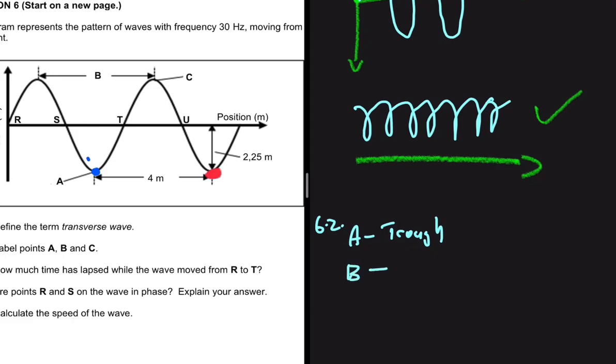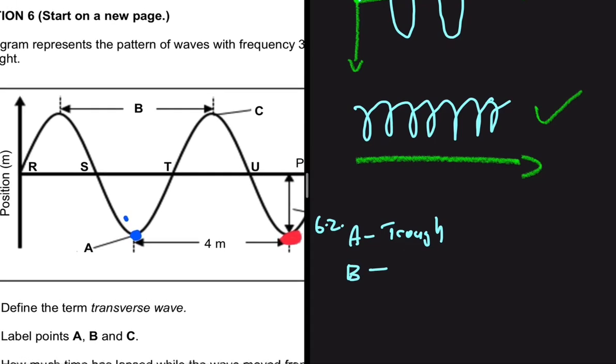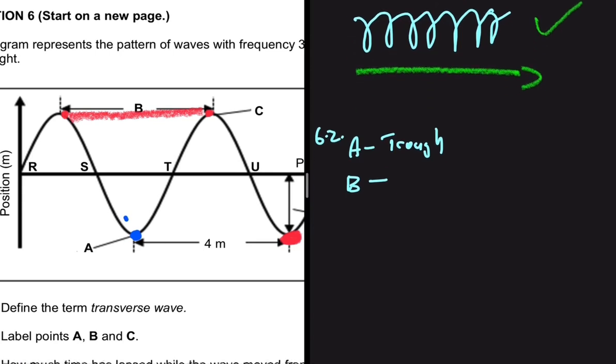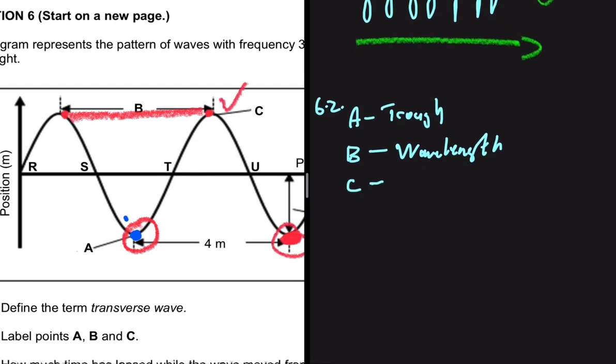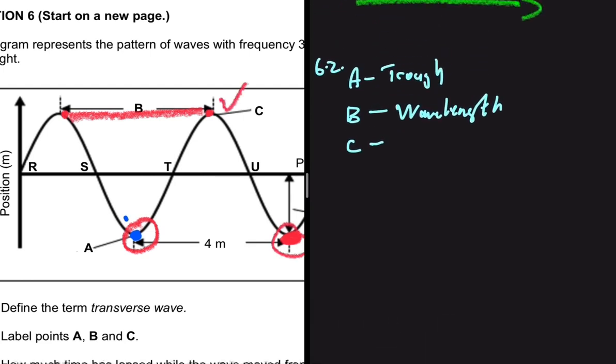And B, on the other hand, is the distance between 2 points that are in phase and consecutive. So the distance between 2 points that are in phase and consecutive is what we call wavelength. So B is one wavelength, while C, on the other hand, is the opposite of A. C is what we call a crest. So what will be the name of this point right here? That would be another crest, yes, like point C.